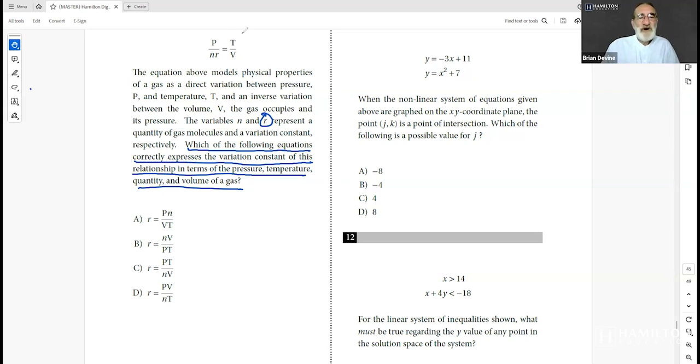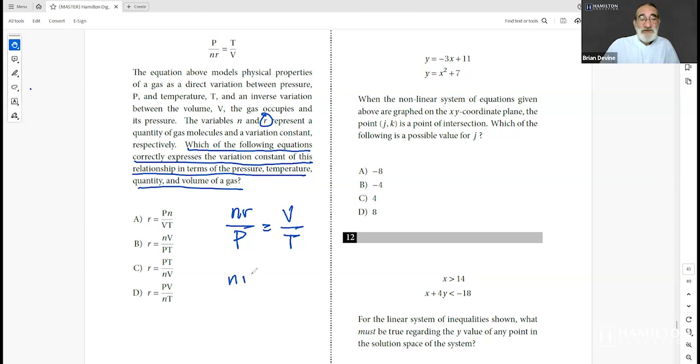So I'm going to solve for R. Watch what I'm going to do. I'm going to flip them over right away. Because it's an equation, I can rewrite NR over P as equal to V over T. I can just flip over both sides. If it had been an inequality, I would end up flipping the sign if I had reciprocated both sides. But here, flip, same relationship.